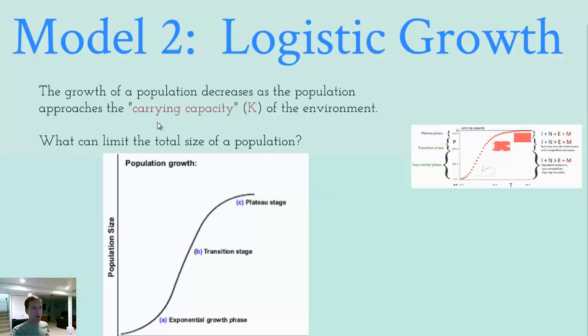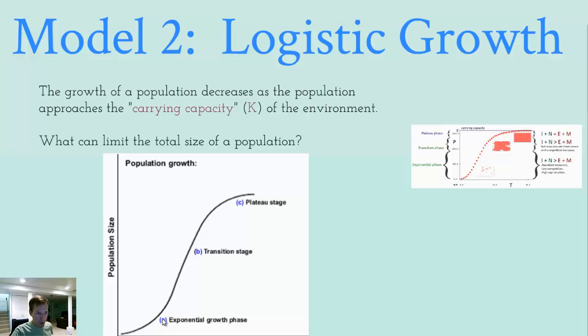When it reaches that plateau stage, we call that the carrying capacity, and that's going to be the limit to how large the population can get in the environment. So, question to ask yourself, and it might be helpful to pause here: what can limit the total size of a population? I'll give you one example and then you can take a chance to think. Food. That's an obvious case.